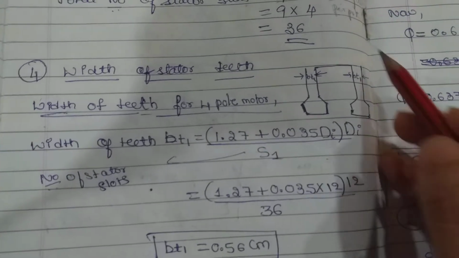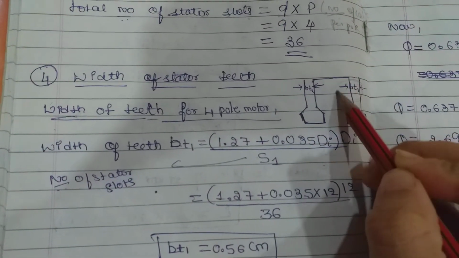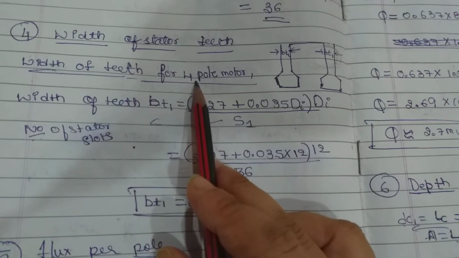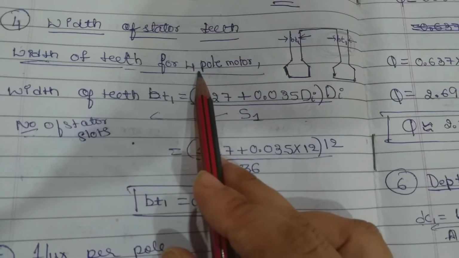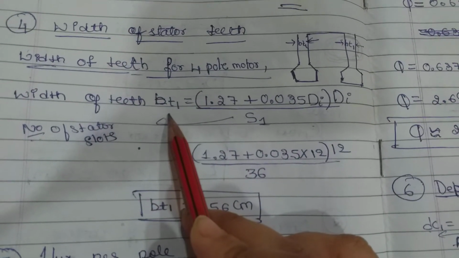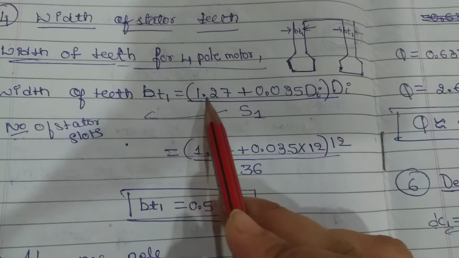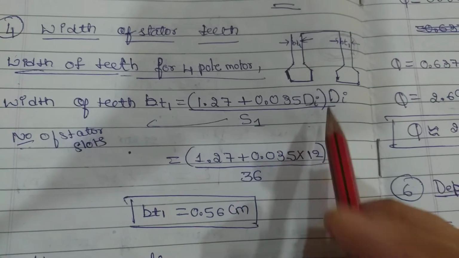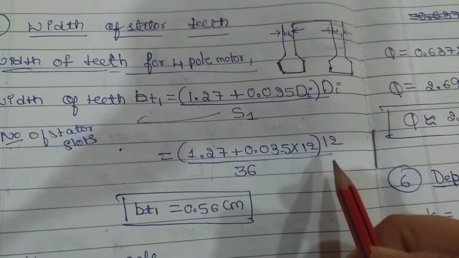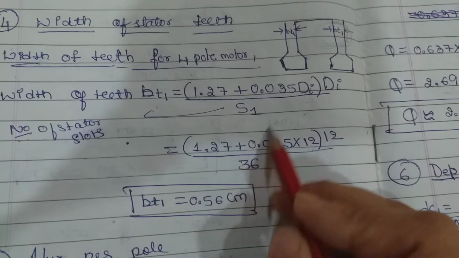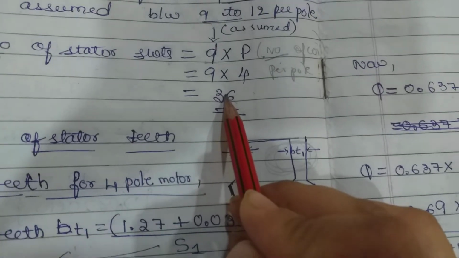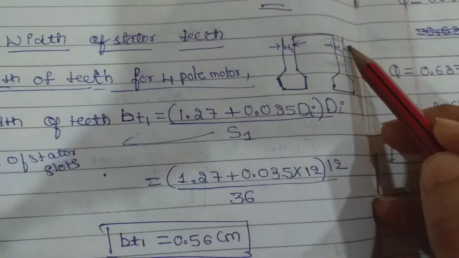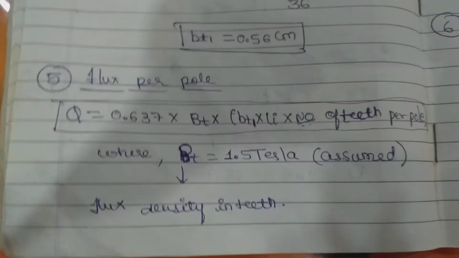Next, our fourth aim is to calculate the width of the stator teeth. The width of the stator teeth is taken based on the number of poles. Here they have given 4 poles, so the formula used here is the 4 pole formula. BT1 is equal to 1.27 is a constant, 0.035 is a constant, internal diameter DI we have just calculated, which is 12. Here DI we have substituted 12. S1 is the total number of stator slots, which we also calculated, and its value is 36. So BT1, the width of the teeth, we are getting 0.56 centimeter.